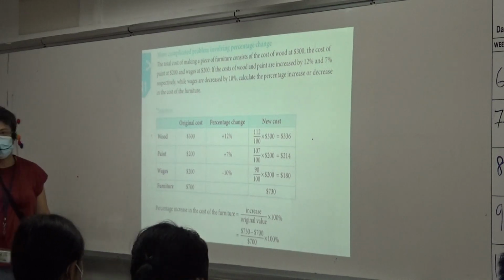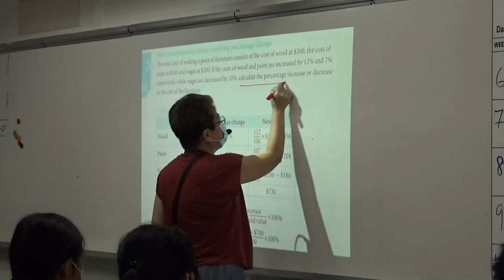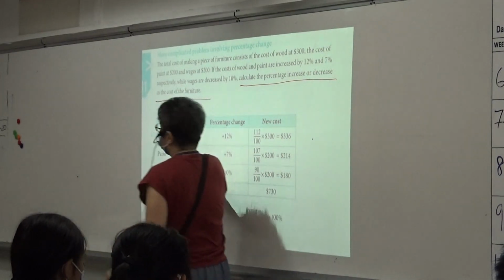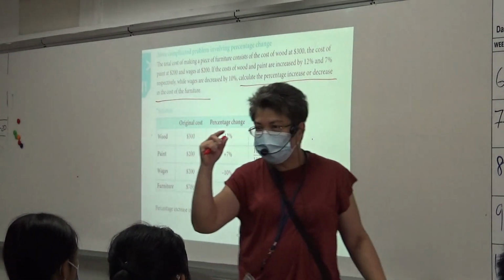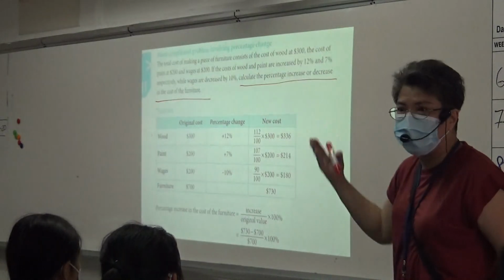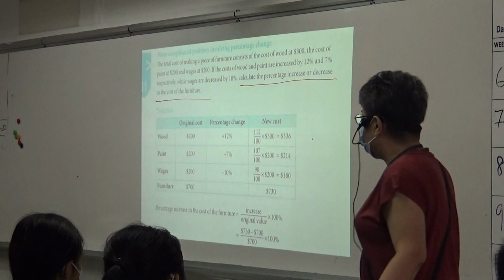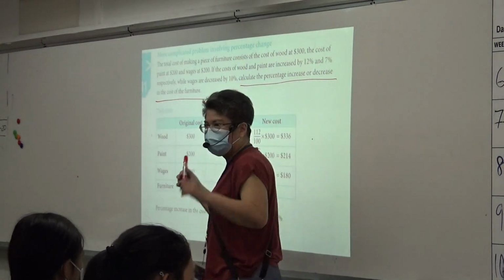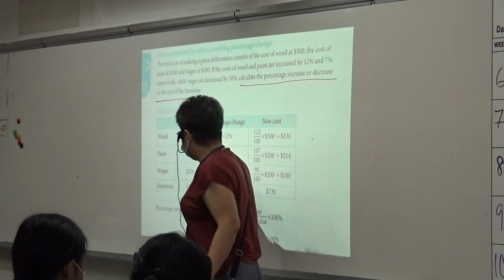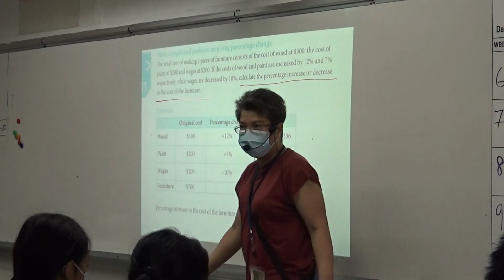Now, I need to warn you something. When the question says calculate the percentage increase or decrease, in the final answer you must tell me whether it's a percentage increase or decrease. You cannot just say percentage increase or decrease, that's wrong. Okay, now, do you agree that the original cost, all up, is I add these three together, original is 700.